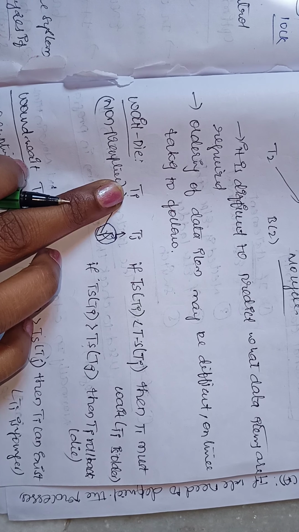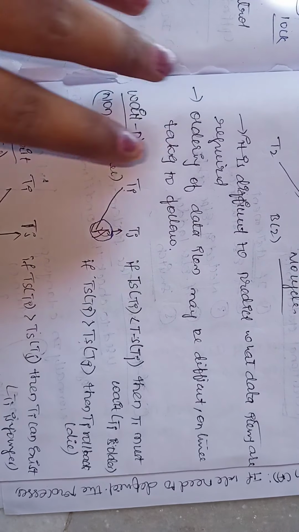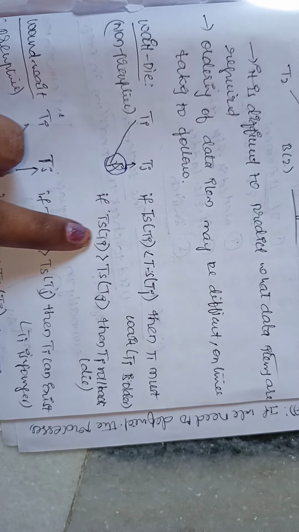So the transaction has to know whether it has to wait or not, and if it wants to wait, how much time it has to wait. So this must be known by the transaction. Okay, suppose if you see, there are two situations that occur.